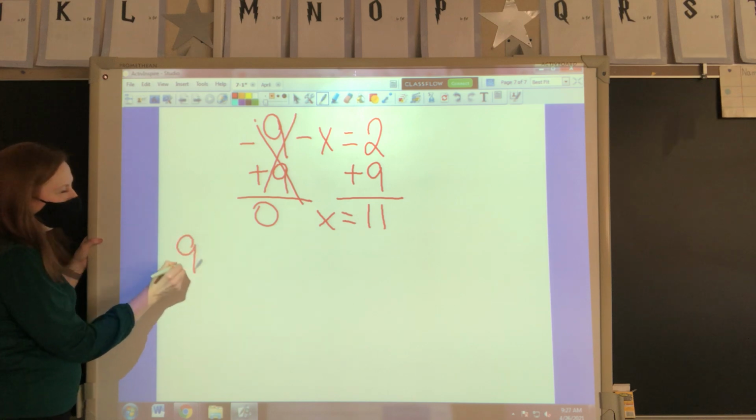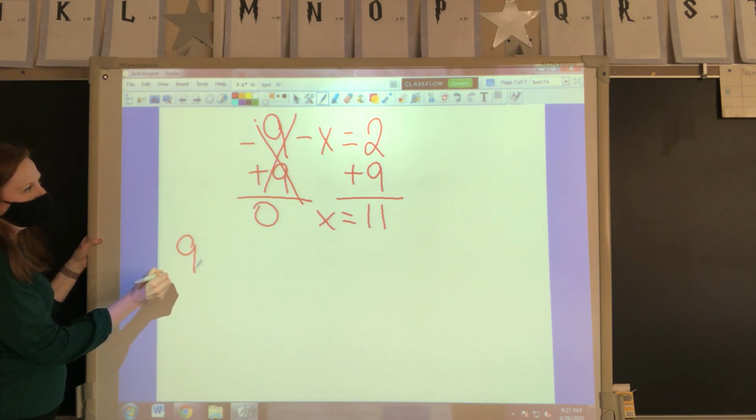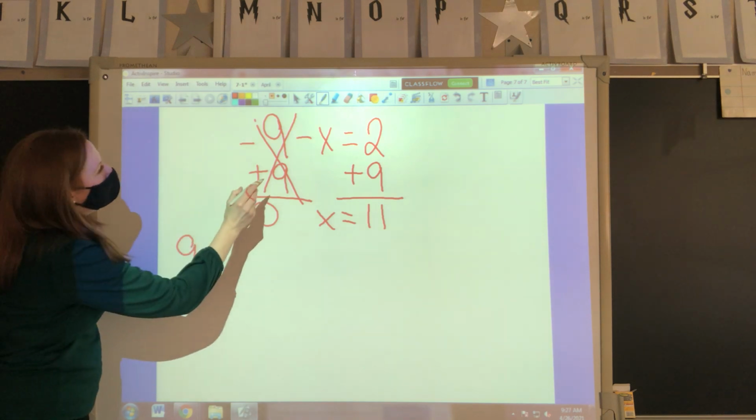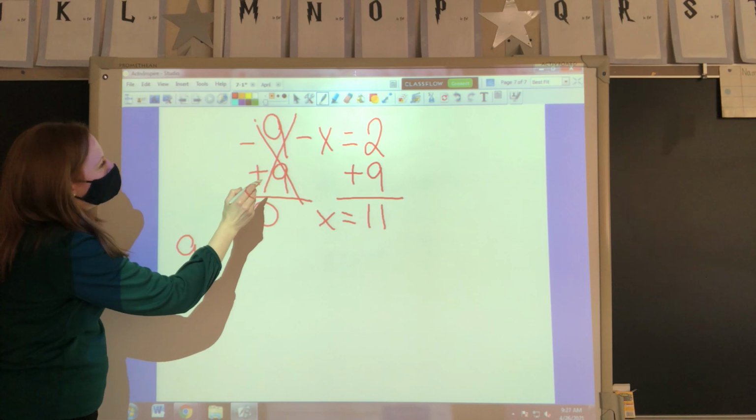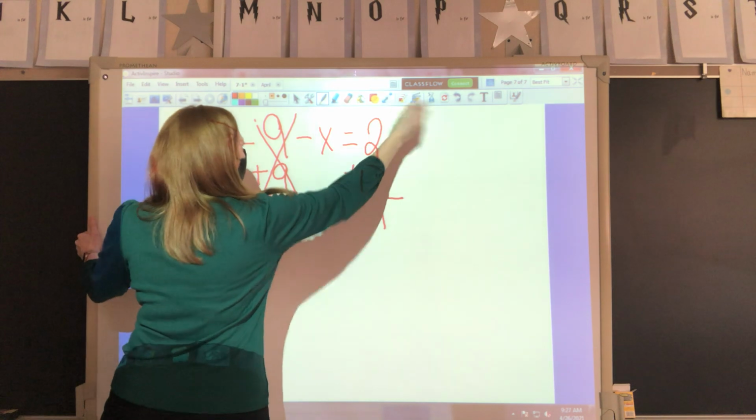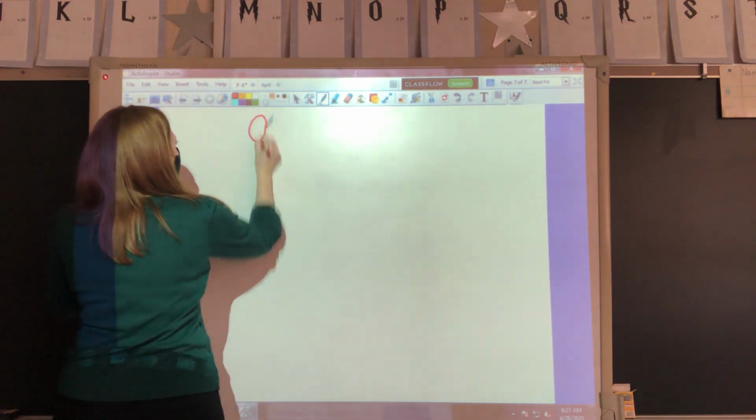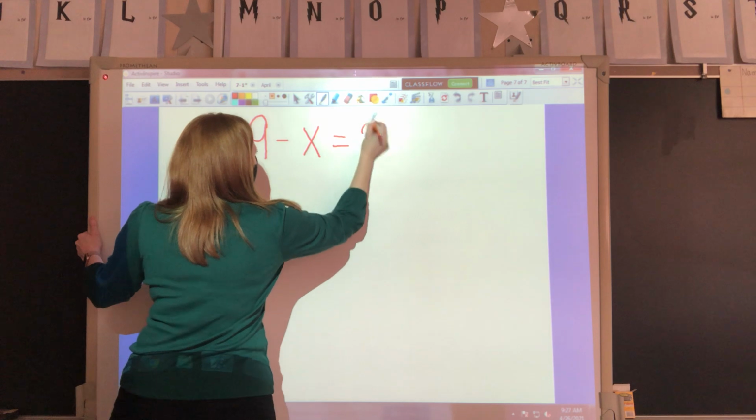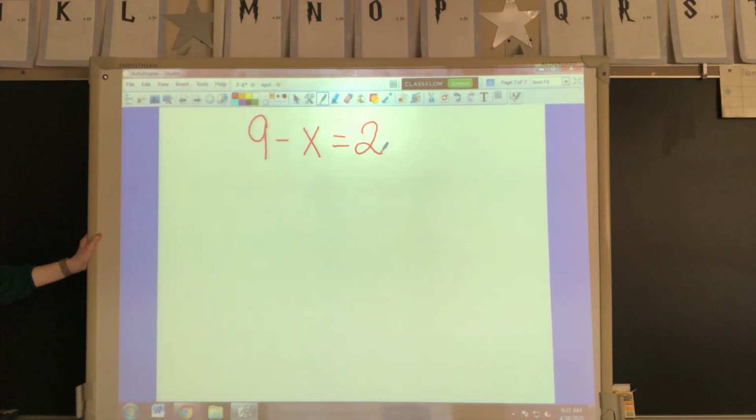So let's plug it in. So 9. Oh. Wait a minute. I did this wrong. 9 minus. Did it wrong. Go back. I told you how to do this wrong. I'm sorry. Because it's a subtraction. It's not addition. So I'm wrong.